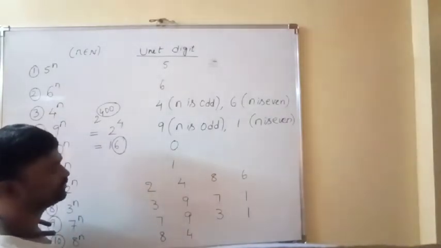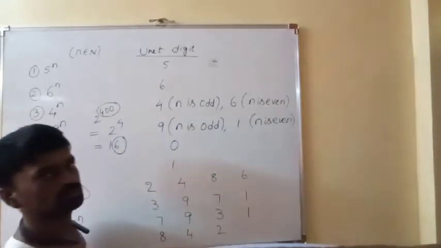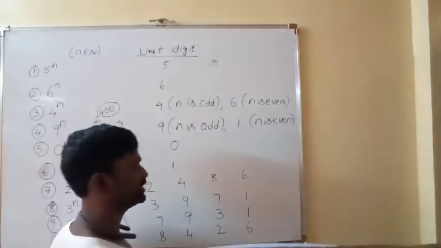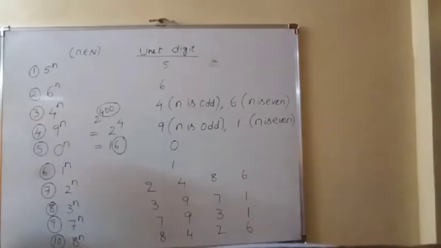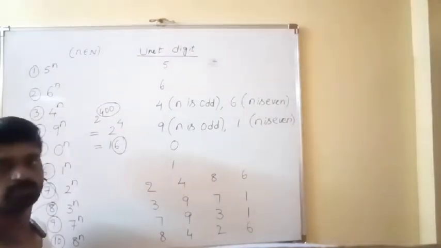8 square is 64. 8 cube is 512. So the unit digit is 2. And 8 power 4 is 4096, where the unit digit is 6. Again, if you consider 8 power 5, the unit digit will be 8 only.